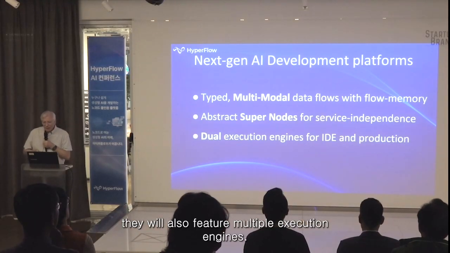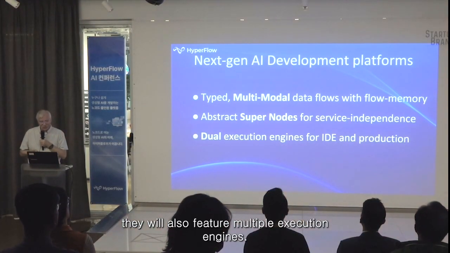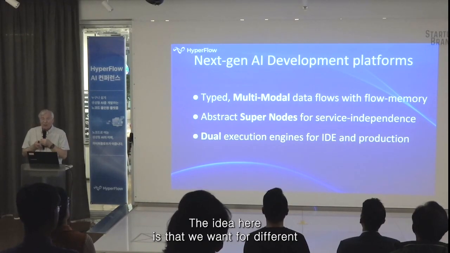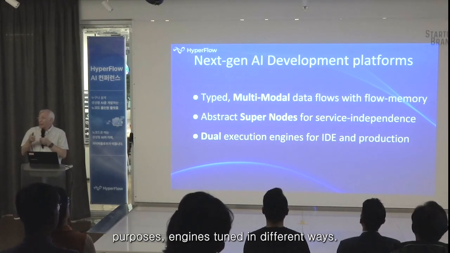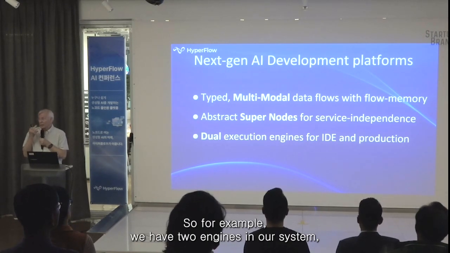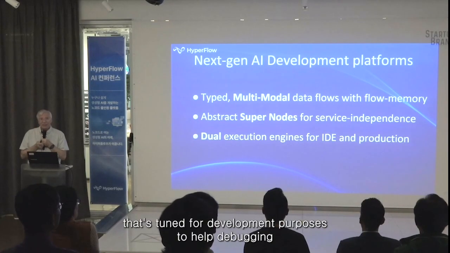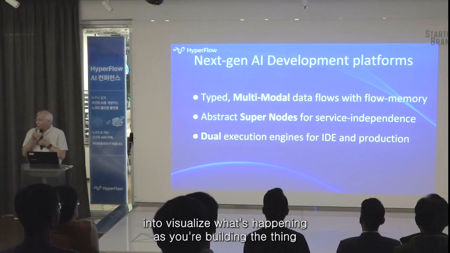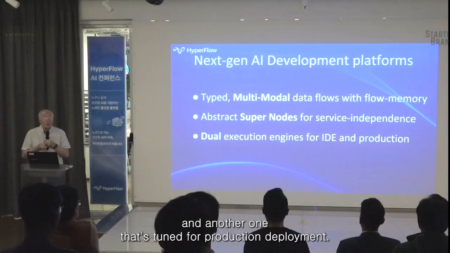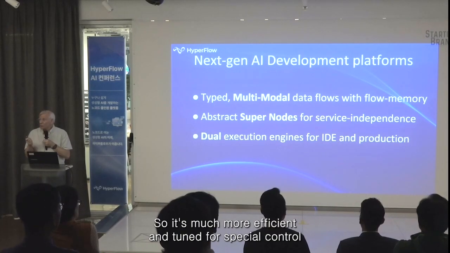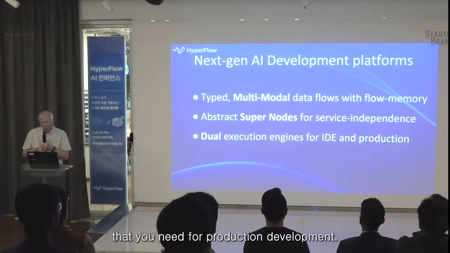They will also feature multiple execution engines. The idea here is that you want, for different purposes, engines tuned in different ways. So for example, we have 2 execution engines for flow graphs in our system. One that's tuned for development purposes, to help debugging and to visualize what's happening as you're building the thing. And another one that's tuned for production deployment. So it's much more efficient and tuned for special control that you need for production deployment.